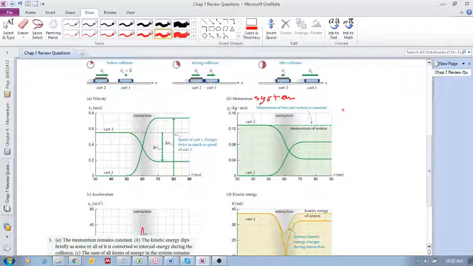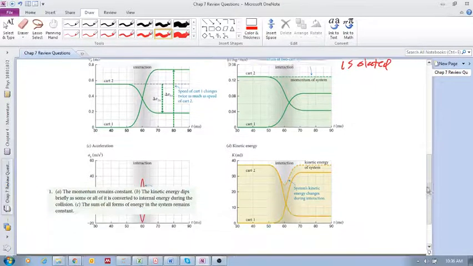That is, if it's an isolated system, right? Remember, isolated means that there's no external interactions. Okay, so have you got that? The momentum of a two-cart system remains constant. Even during the interaction, it remains constant.